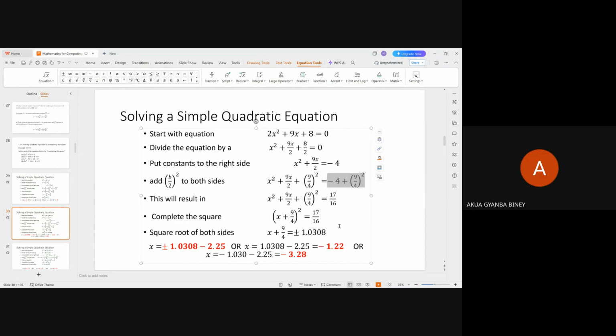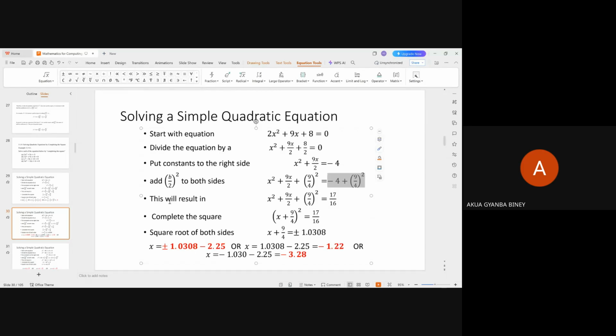Please, I hope you have a pen and paper. Minus 4 plus, you agree 9 squared is what? 9 times 9 is what? 81. 81 over what? 16, isn't it? 4 squared is 16. Okay, 16. Now we are simplifying.